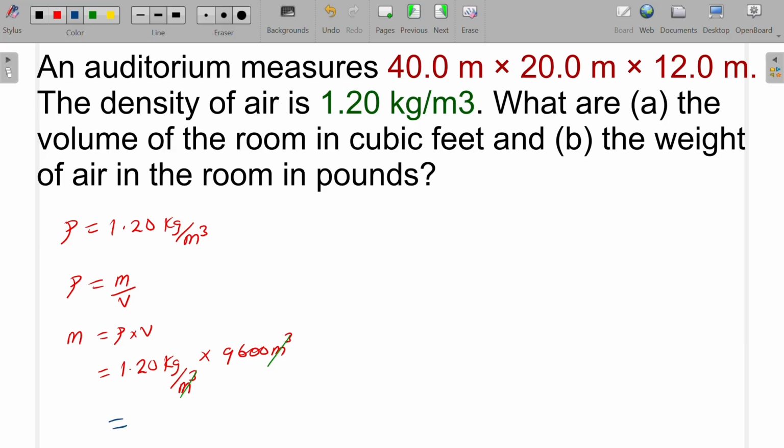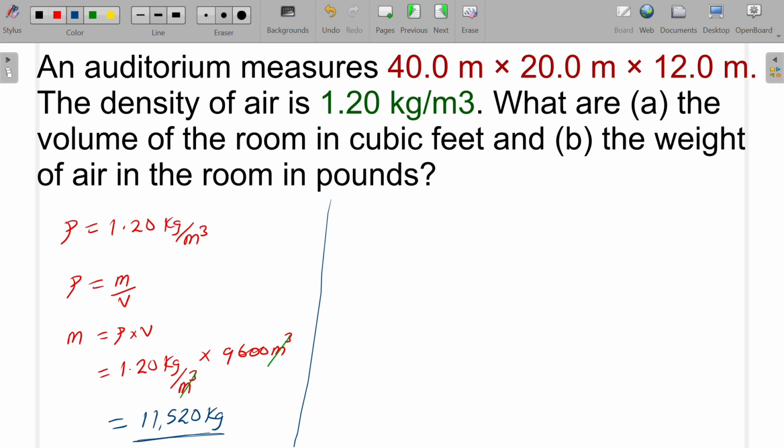So let's do the mathematics. 1.20 multiplied by 9,600, according to my calculator, I'm getting 11,520 kgs. Yes, 11,520 kgs is what I'm getting when I do my mathematics there. So we have our mass.